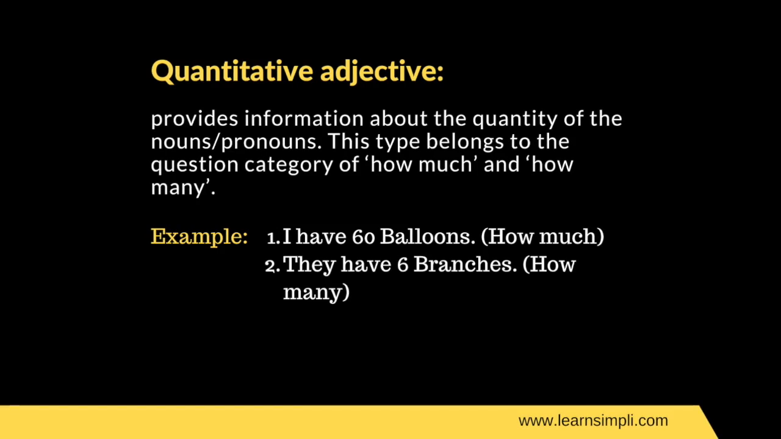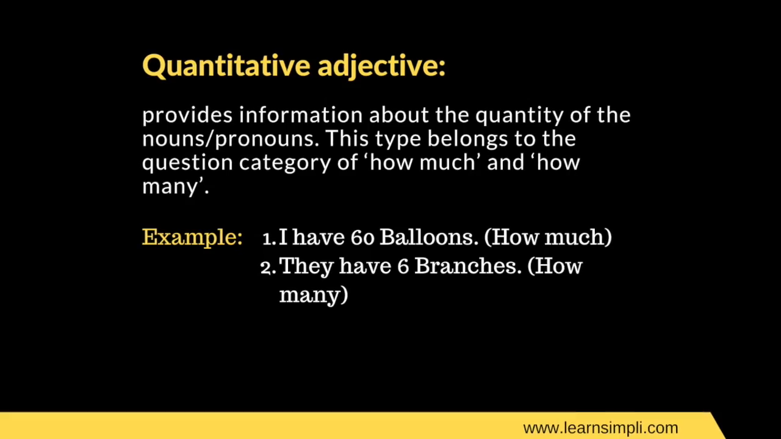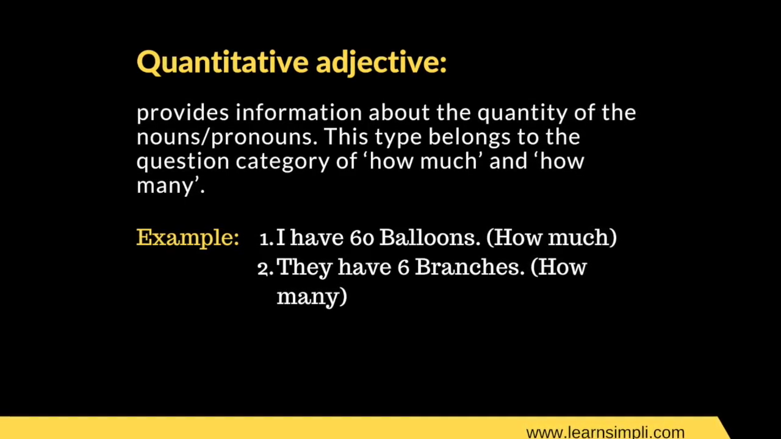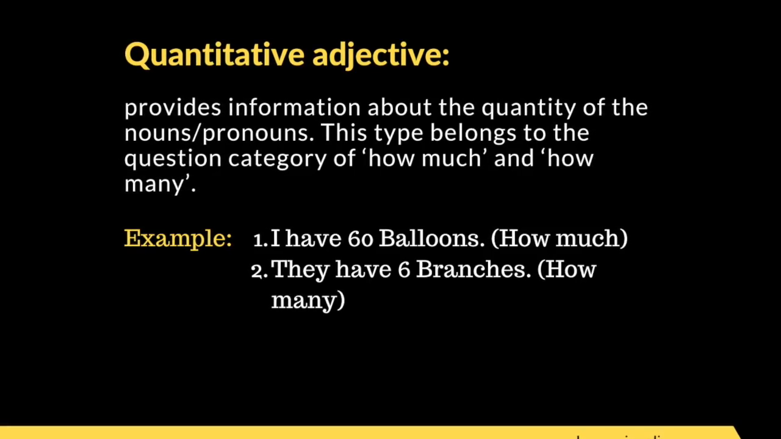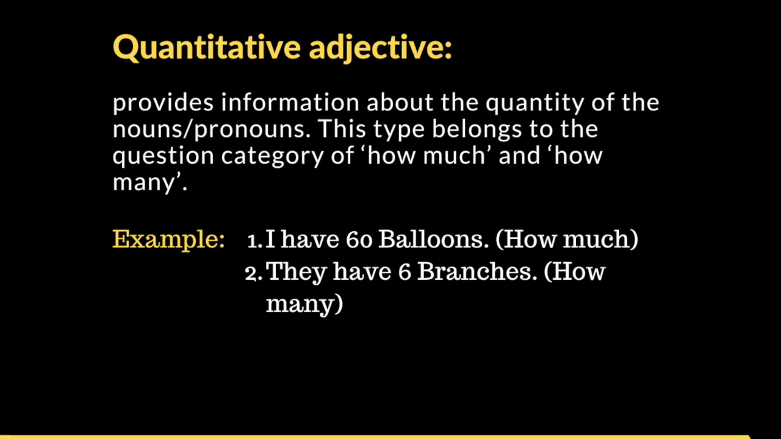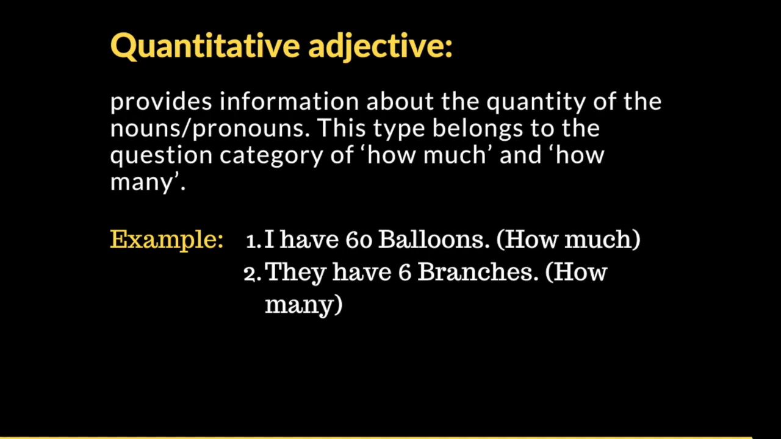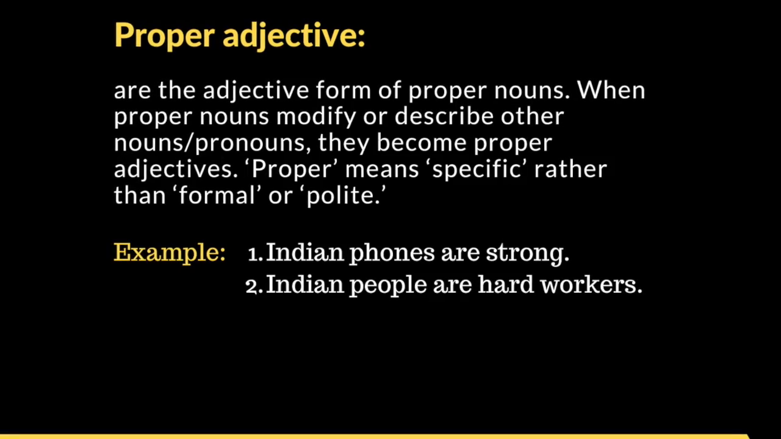A quantitative adjective provides information about the quantity of the nouns or pronouns. This type belongs to the question category of how much and how many. Example: I have 60 balloons. How much? They have 6 branches. How many?